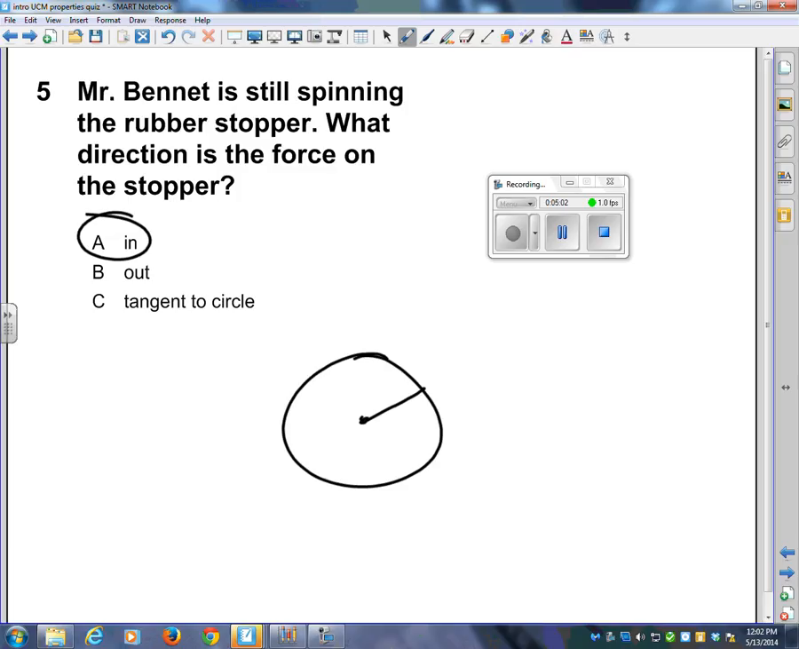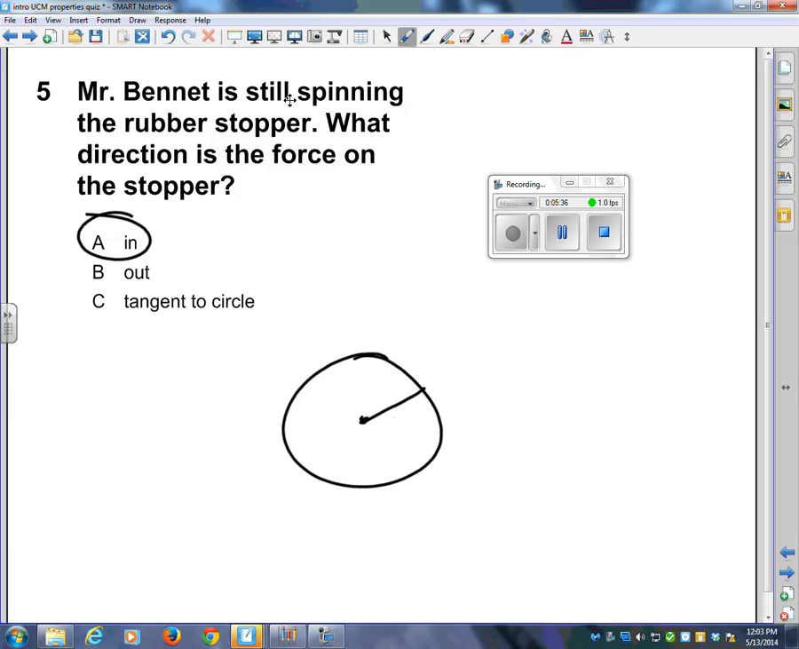If you've got a string, can you push and pull on a string? Watch me push on the string. Nope, doesn't work. How could the force be out? The only way that you can apply the force is by pulling. If one end is free to move, you can't push on a string, so it can't be out. It has to be in. Force must be in. Centripetal. The force is in.